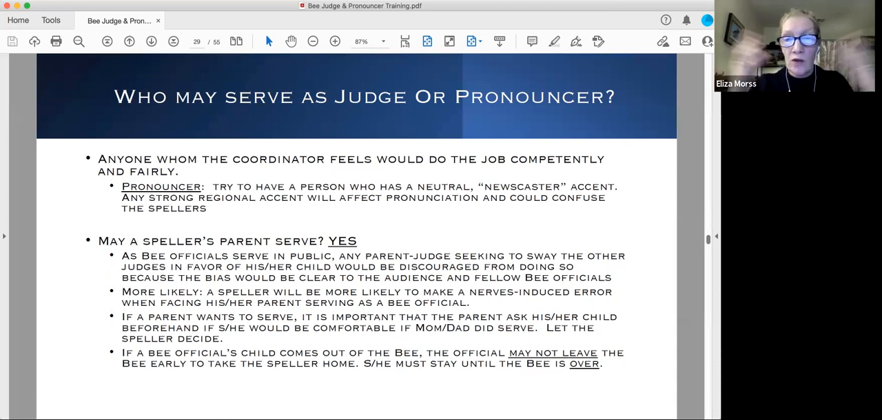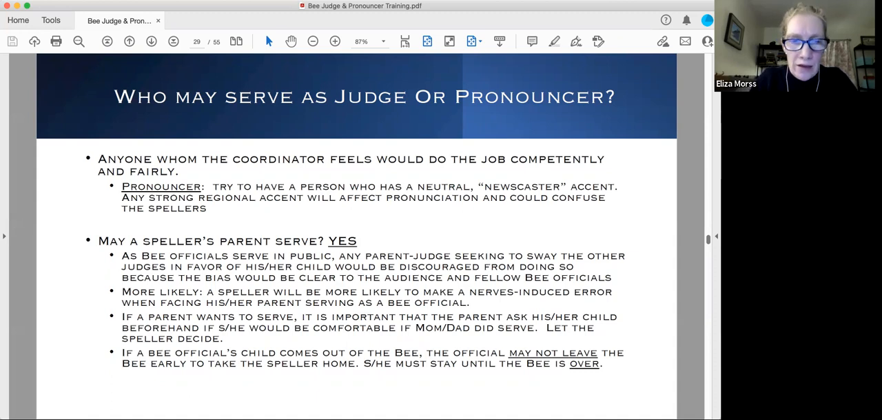And also, if there's an audience and fellow bee officials, obviously the bee officials would have to say, no, thank you. Your child spelled the word backwards. Unfortunately, that is not correct. But it's one of those things. I do think being in the public space, if any parent who were serving as a judge felt that their child just had to go through, they would be discouraged in that behavior.